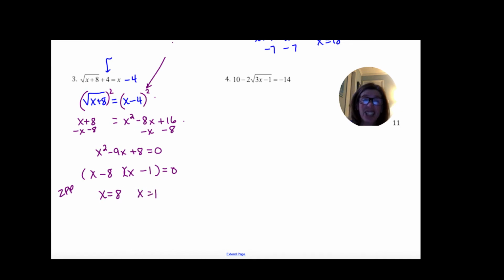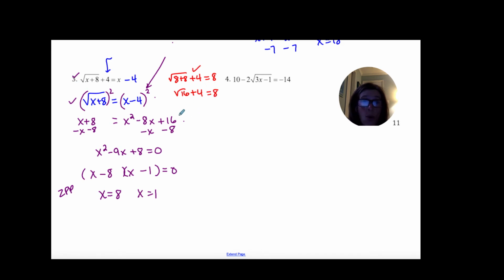But again, I got to check this. Now, you could check here or here. That's kind of up to you. I'm going to go back to the beginning. So the square root of 8 plus 8, plus 4, does that equal 8? All right, 8 plus 8 is 16. The square root of 16 plus 4 is equal to 8, so 8 works.